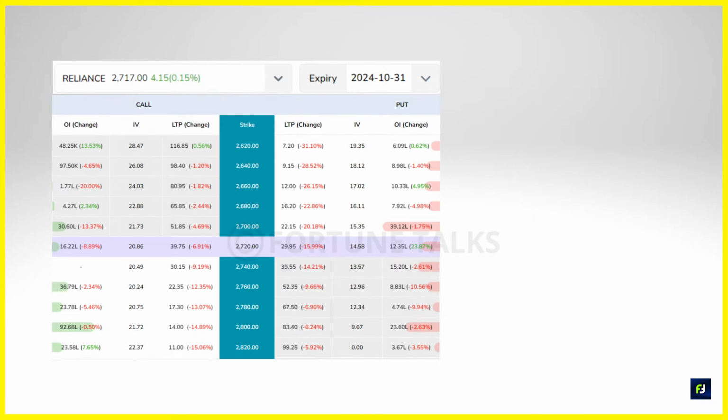Now think about the options contract of Reliance. There are call options and put options of Reliance. What are they and where do they get their value from? Simply put, these options are derivatives.